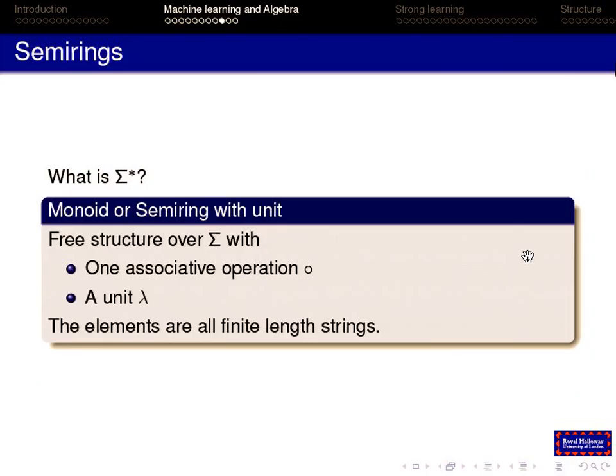Like I say, we're going to be thinking about these sets of strings. So it's first good just to think about the strings. Well, what are strings? We classically talk about it as a free monoid. So it's a free structure over this set with one associative operation and a unit. So it's a semigroup with a unit.